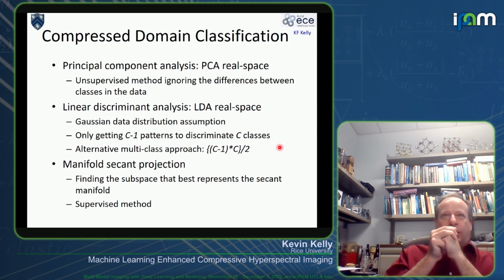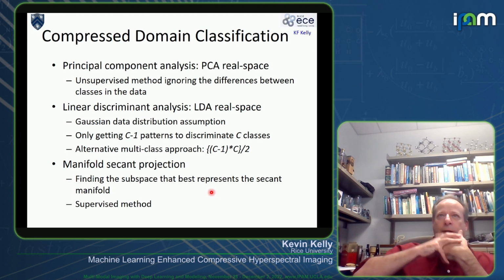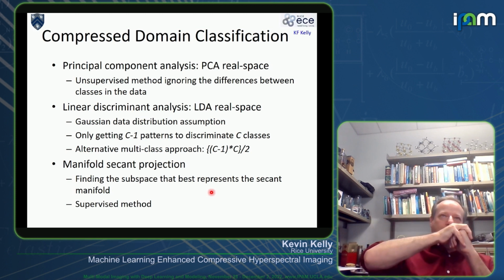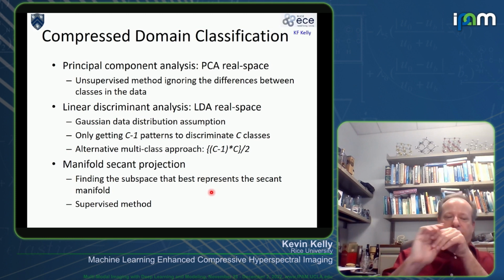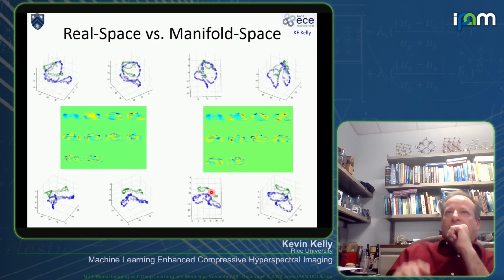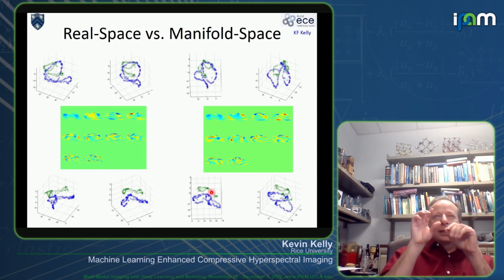But you could do principal component analysis in real space, but this ignores the differences between the classes. You can do linear discriminant analysis, but it has some real scaling issues. And Rich's group came up with what he calls manifold secant projections, which is to map into this manifold space and then find the secant differences between the different clusters for the different classes. And there are different ways you can do that. The one we did that was most tractable is we're actually still doing principal component analysis, but we're doing it in a manifold space instead of real space.